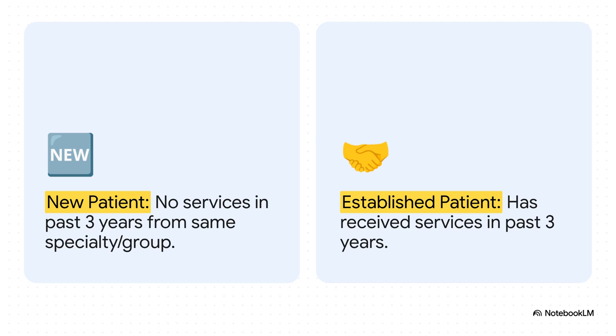If they meet that criteria, you're living in the 99202 to 99205 code family. Now, an established patient has received those services within that 3-year window. For them, you switch over to the 99211 to 99215 family. It's a simple fork in the road, but honestly, it dictates everything we do next.